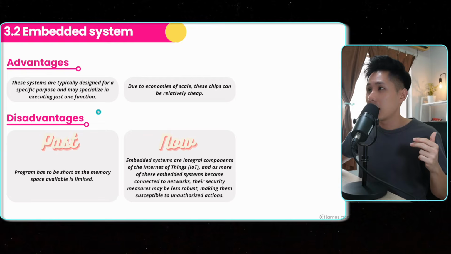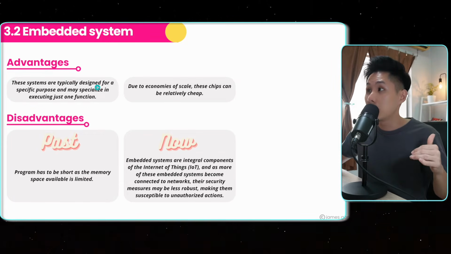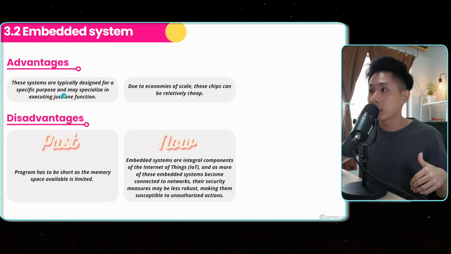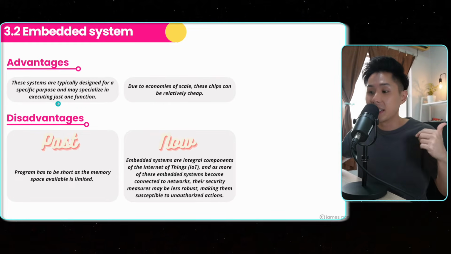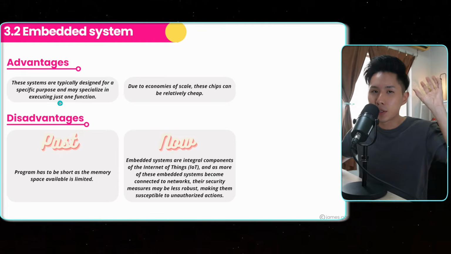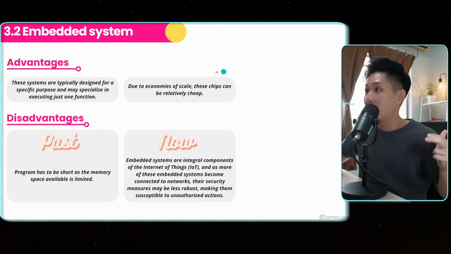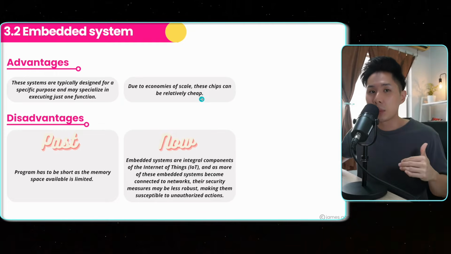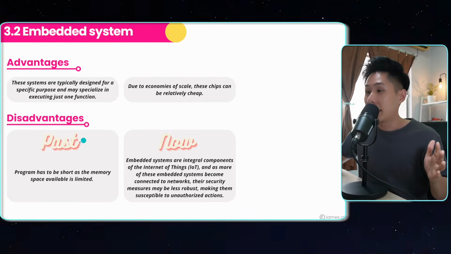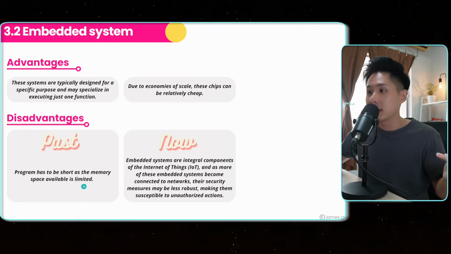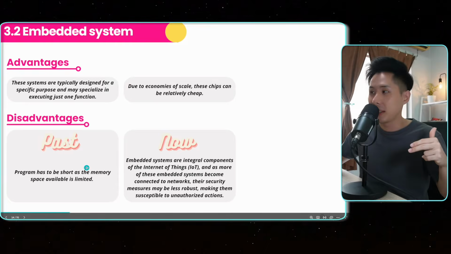The advantages of an embedded system are that because they are usually designed for a single specific purpose, they may specialize in executing just one function, which means that the designer of the program doesn't have to think too much about what other things it can do. And also, due to economies of scale, these chips can be relatively cheap. All right. And disadvantages: in the past, the program had to be short because the memory space available was limited. But in today's society, that's not a problem anymore.